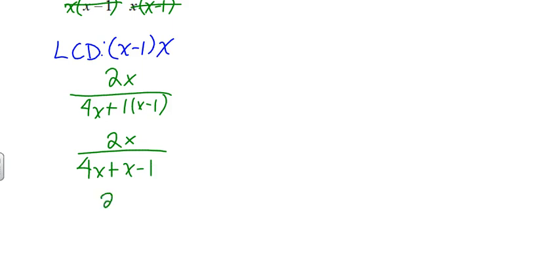And then lastly, I get 2x over 5x minus 1. Now, the last thing, can I simplify this fraction? Well, no. Since this 5x is connected to this 1 with a subtraction sign, I can't cancel anything, so I'm done. Notice I'm left with just one simple fraction.